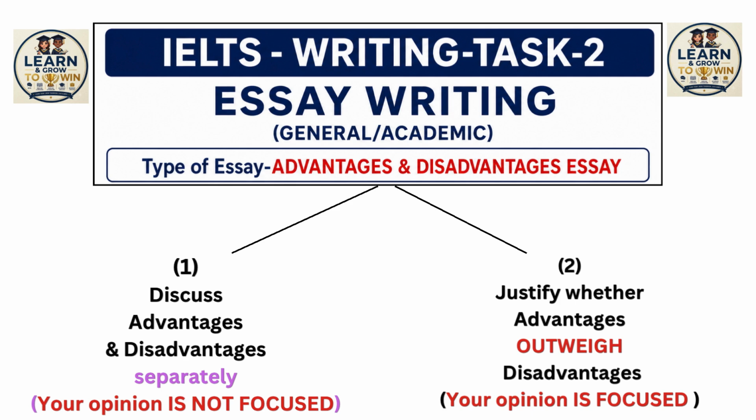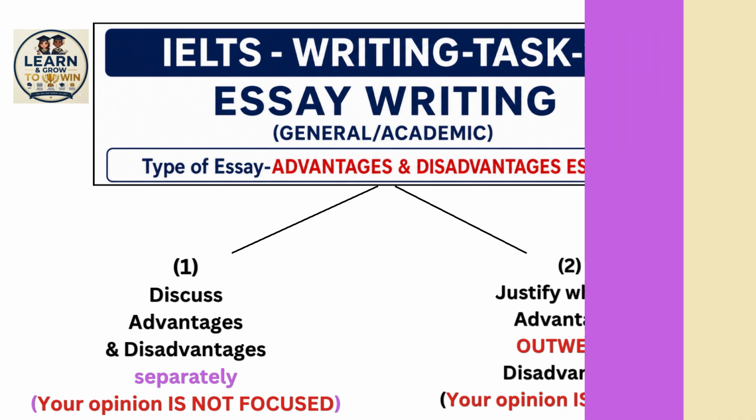Then on my right side you see the second category, where the candidate is asked to justify whether the advantages outweigh the disadvantages. So when you compare both, I think the first category on my left side is the most common and the easiest as well. So in this tutorial, I'll be explaining only the first category of this essay type, where you really do not need to justify, but just explain or briefly discuss advantages and disadvantages separately. Okay, with that note, now let's move on to the body paragraphs.